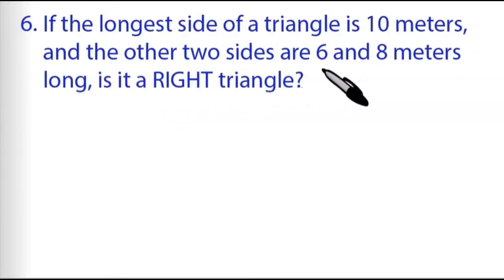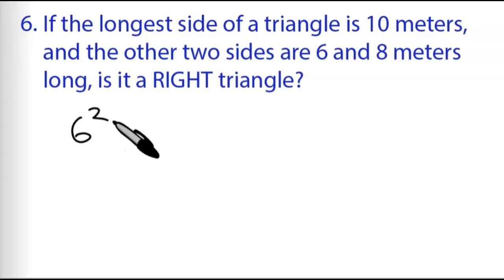For problem 6, we have, if the longest side of a triangle is 10 meters and the other two sides are 6 and 8 meters long, is it a right triangle? Well, how do we figure that out? Well, we take these numbers and we plug them into the Pythagorean theorem formula, and we see if it ends up being true. So the longest side is 10 meters, so that would be the hypotenuse. And then 6 and 8 would be sides A and B. So let's plug it in.